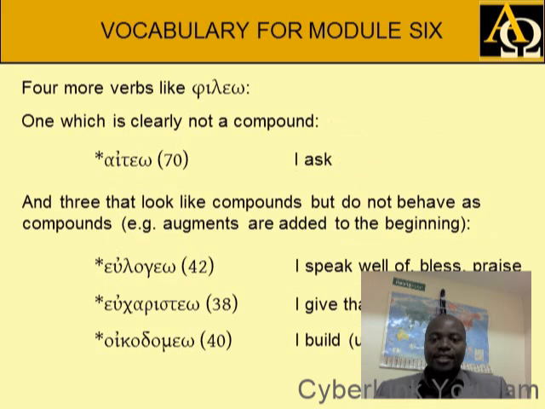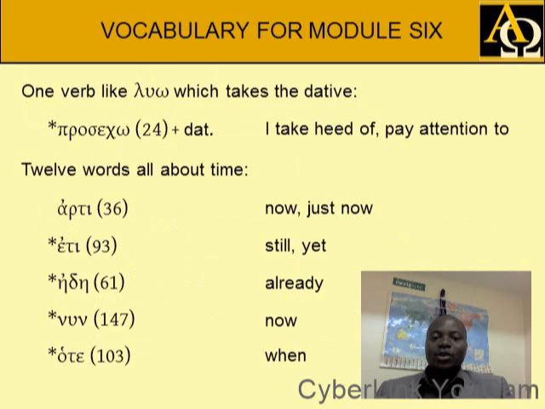Upako, I exist. Aiteo, I ask. Eulogeo, I speak well of, bless. Eucharisto, I give thanks. Oikodomeo, I build up. Proseoko, I take heed of, I pay attention.